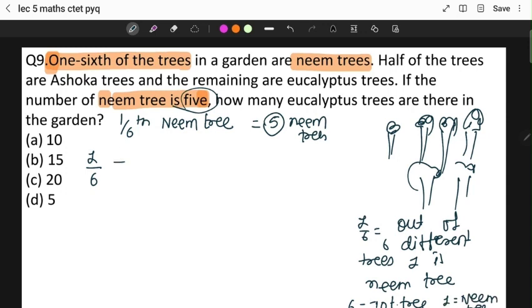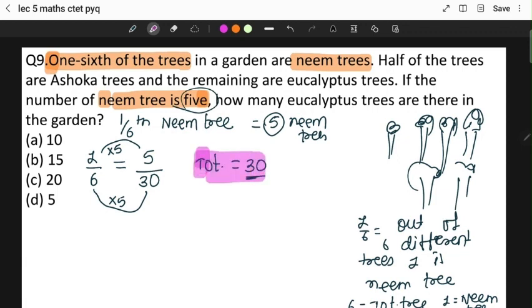So we know how many neem trees there are. How many neem trees are there? 5. So the calculation for 1 into 5 is equal to 5. Then what will be the calculation of the total trees? 6 into 5, that is equal to 30. It means there are a total of 30 trees. There are a total of how many trees, sir? There are a total of 30 trees.